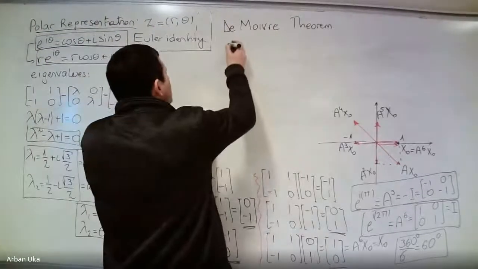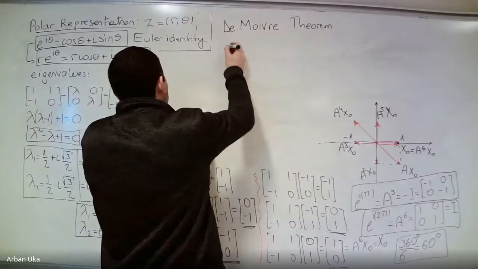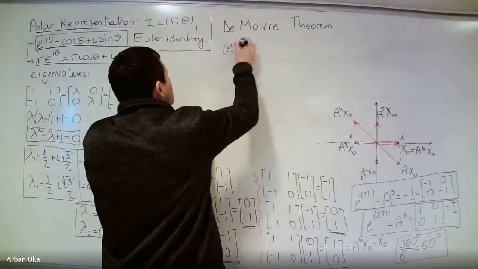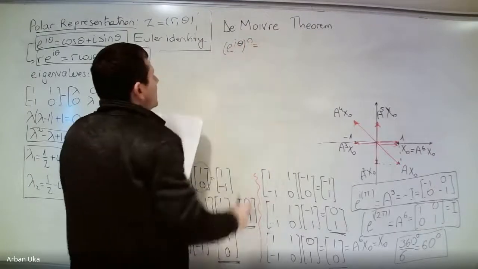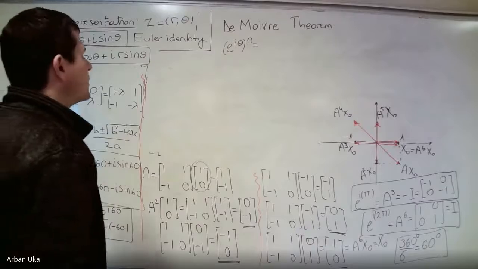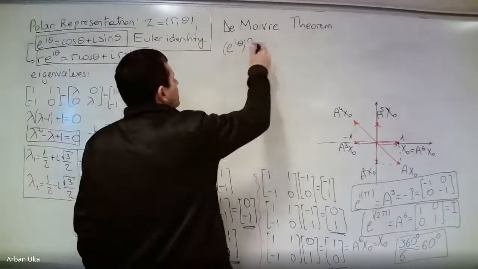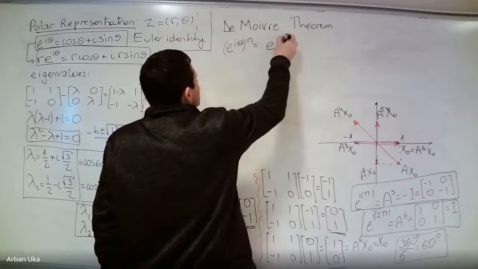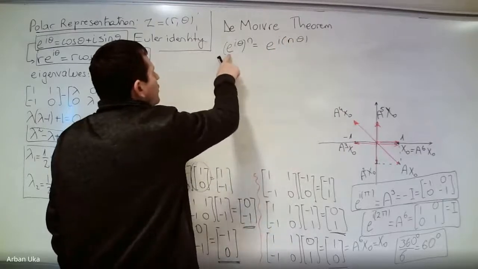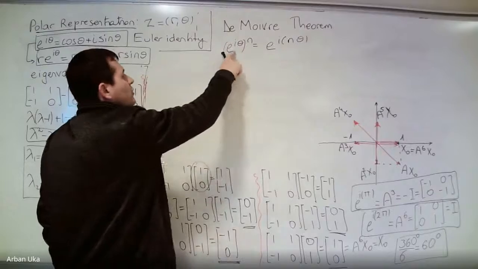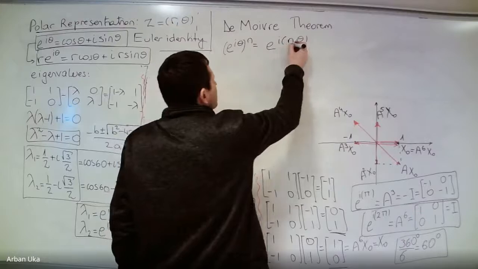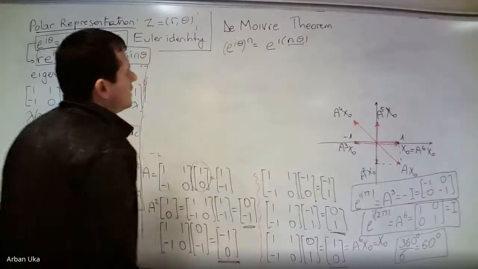And here, in this theorem, we can make use of the polar representation a lot. So what is e to the power i theta, to the power n? How can we describe this? This is e to the power i times n theta, okay? So this means that we have a rotation by theta, and we do this n times. This is equivalent to saying that we are rotating by n times theta, okay?